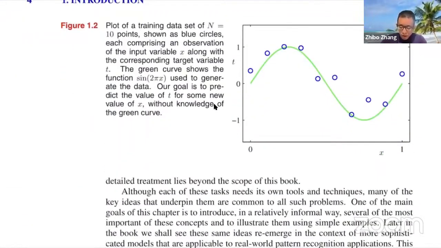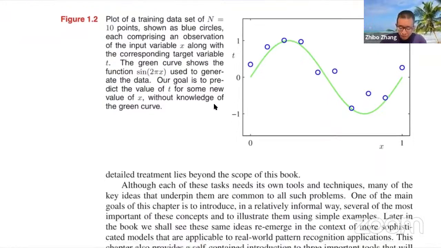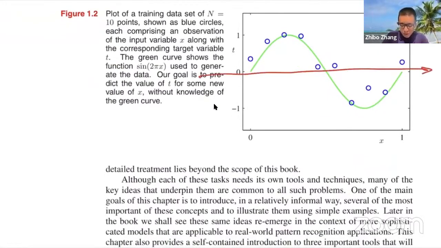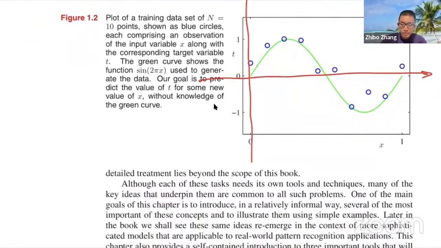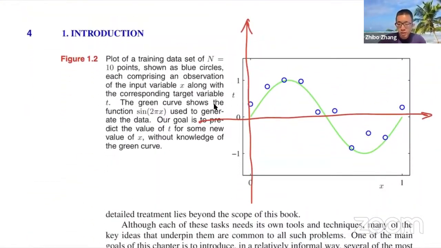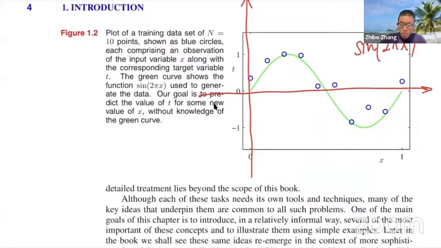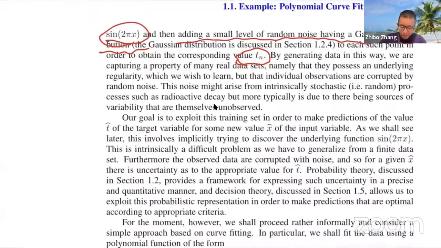So you can see a kind of pattern here, right? This is the x-axis, and this is the second axis. And this overall trend follows sin(2πx) with a little bit of Gaussian noise. By generating the data this way, we are capturing a property of many real data sets, namely that they possess an underlying regularity, which we wish to learn, but that individual observations are corrupted by random noise.